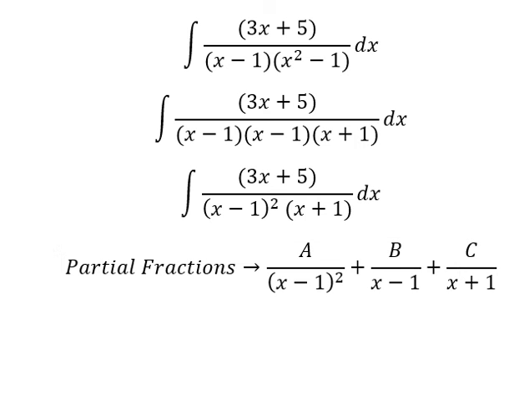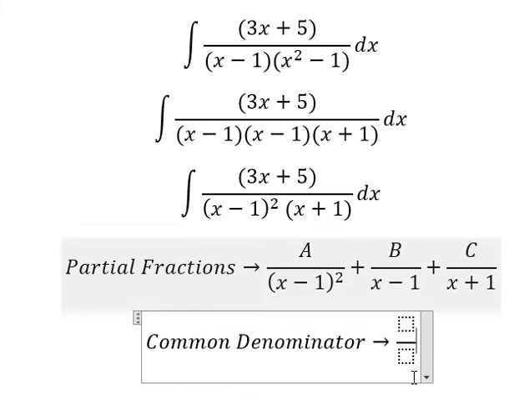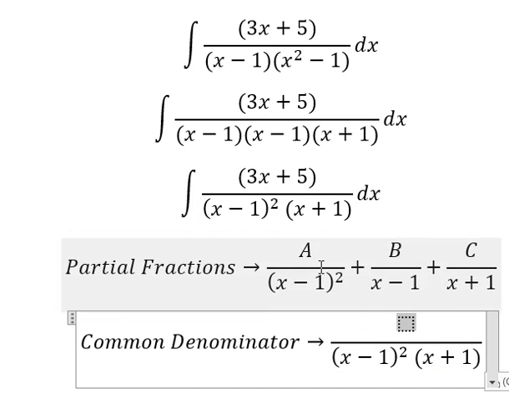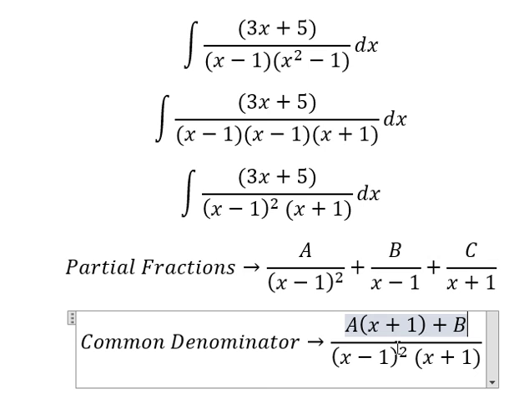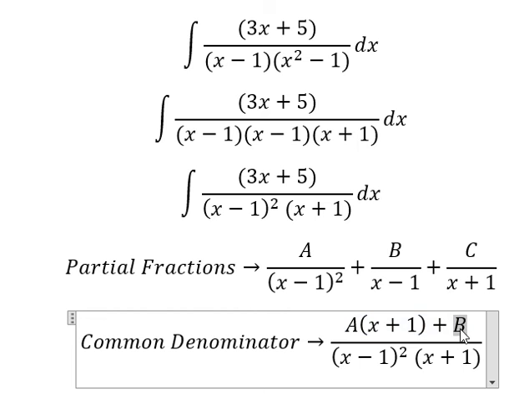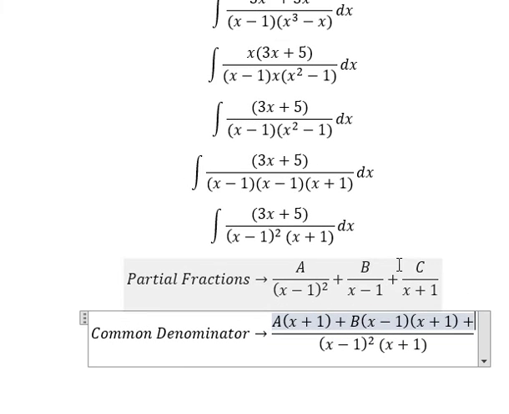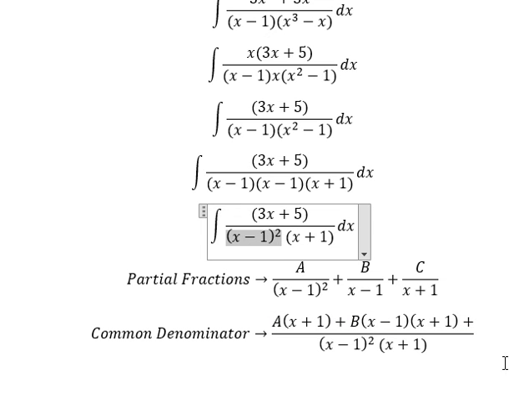Now we do common denominator. So for this one, we need to put this one in here. For capital A, we are missing s plus 1, so we need to multiply by s plus 1. For this one, it is missing s minus 1 and s plus 1. So for capital B, we need to multiply by s minus 1, s plus 1. For capital C, it is missing s minus 1 to the power of 2.